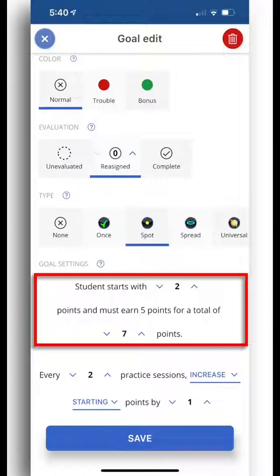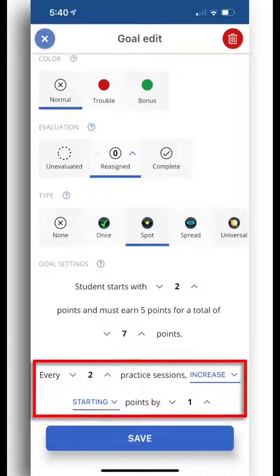This means each time the student does one repetition of the goal, the student taps a thumb up or thumb down button, depending on whether the repetition was correct or not. The student gains a point when correct and loses a point when incorrect. The student can't finish practicing the goal until 7 points are reached. I'll just refer to this as a 2 to 7 spot goal.